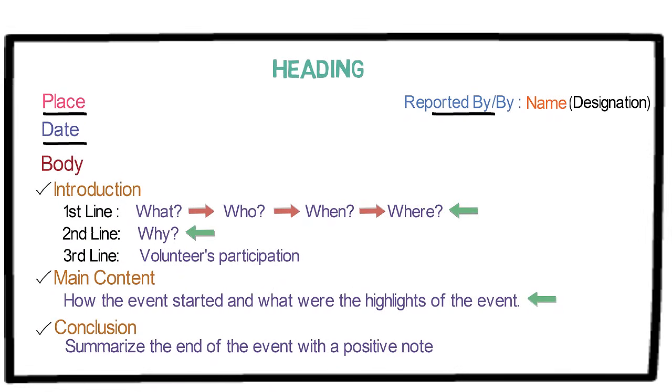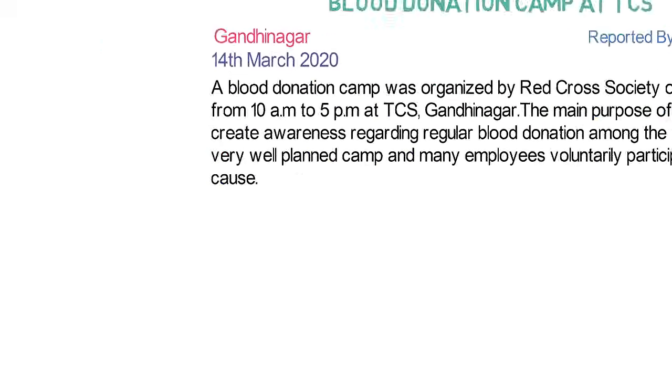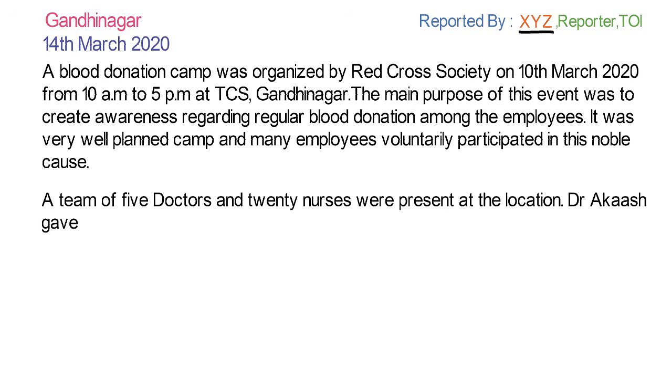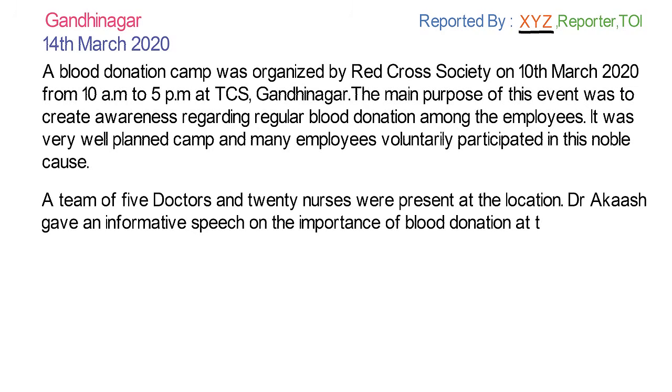In the second paragraph, we have to write how the event started and what were the highlights of the event. Let's write in this way. A team of 5 doctors and 20 nurses were present at the location. Dr. Akash gave an informative speech on the importance of blood donation at the start of the event.